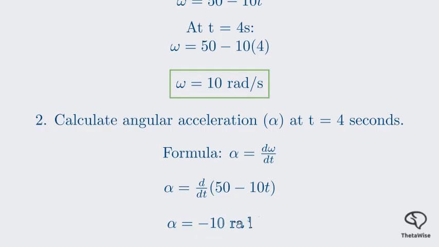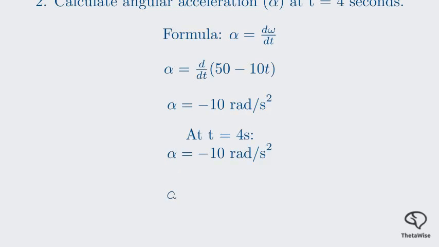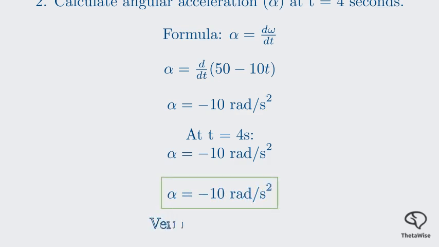Notice that there is no t in this equation. This means the acceleration is constant regardless of time. So, even though the question asks for the acceleration at t equals 4 seconds, the acceleration is always negative 10 radians per second squared. This negative sign indicates that the acceleration is in the opposite direction of the positive convention, meaning it's accelerating clockwise, slowing the wheel down if it's spinning counterclockwise.